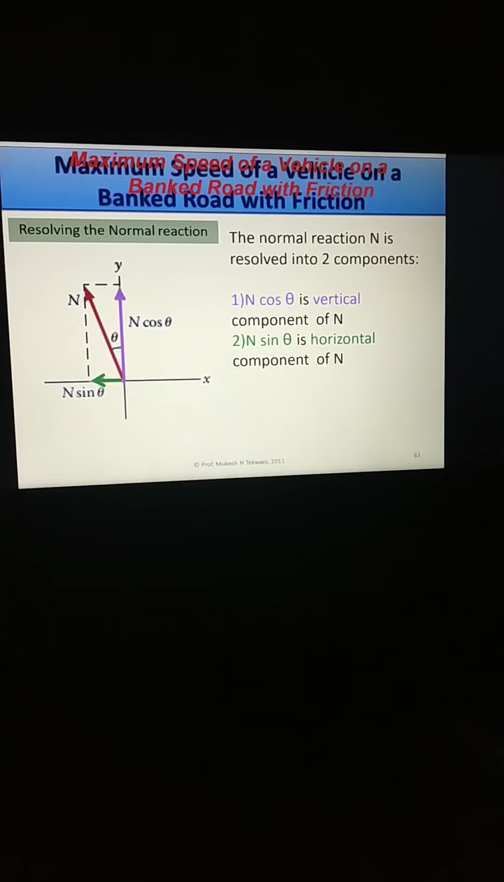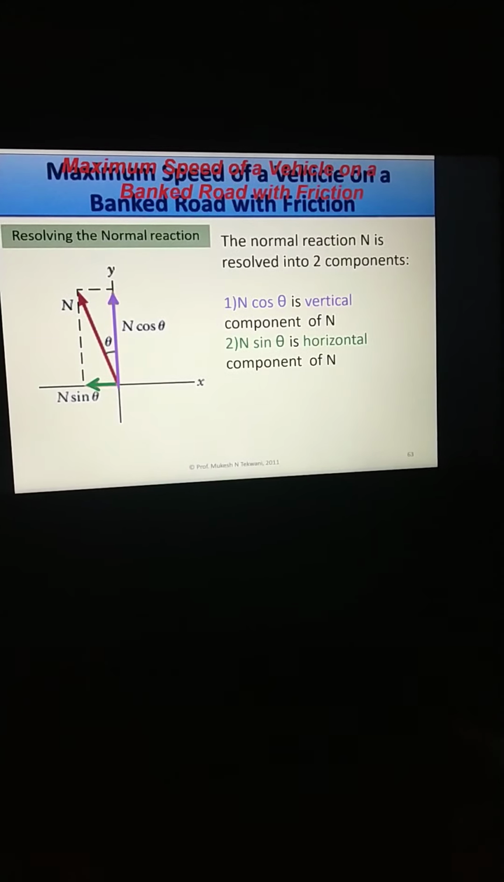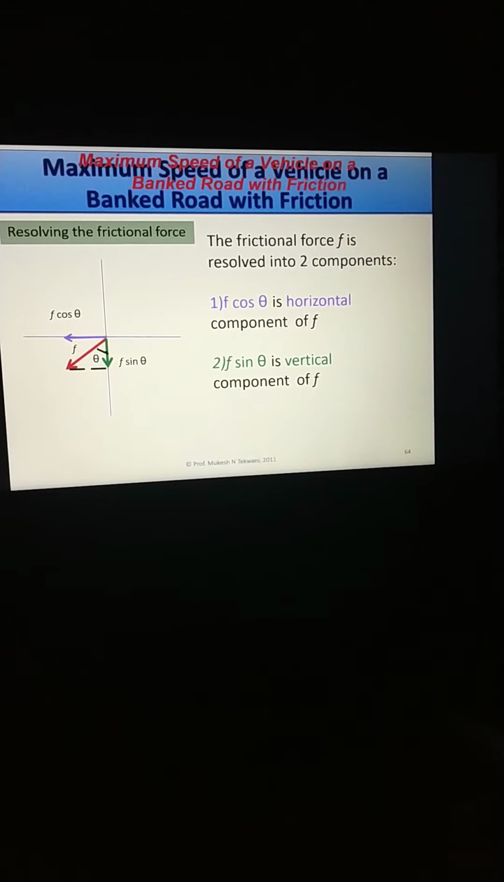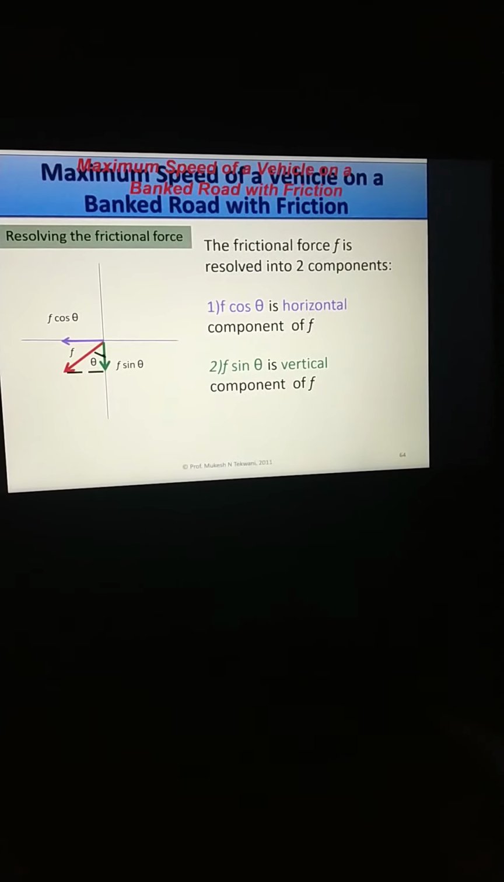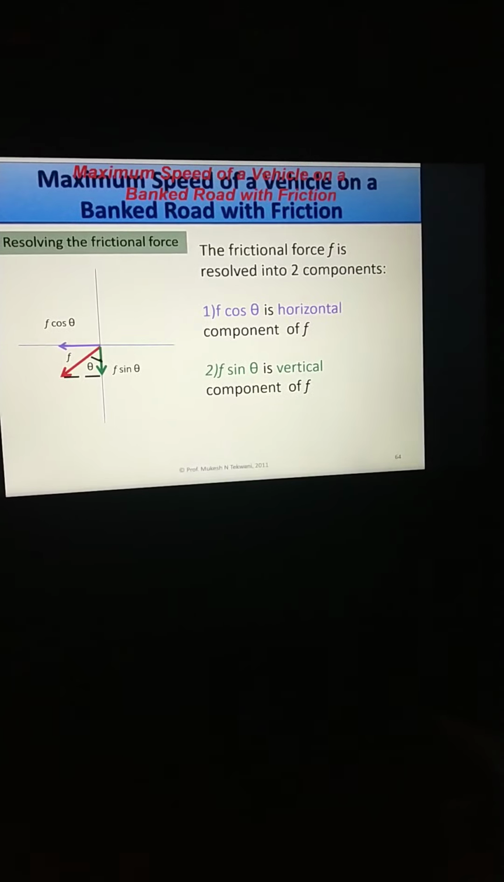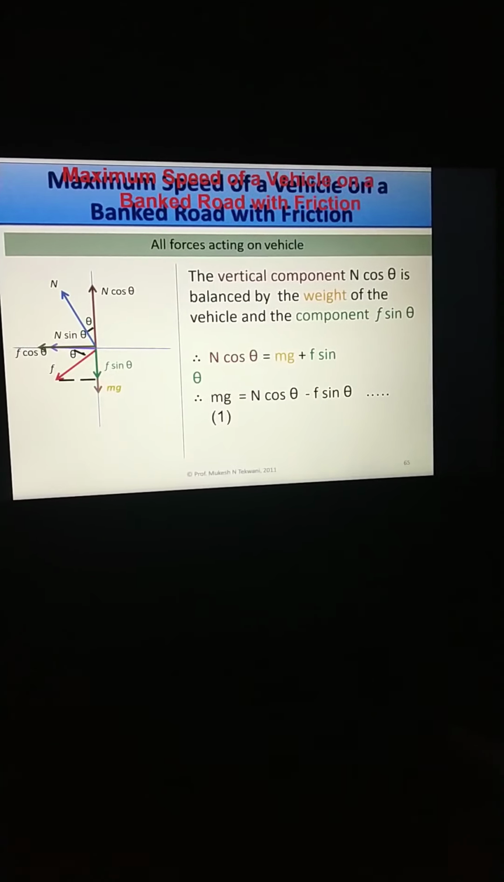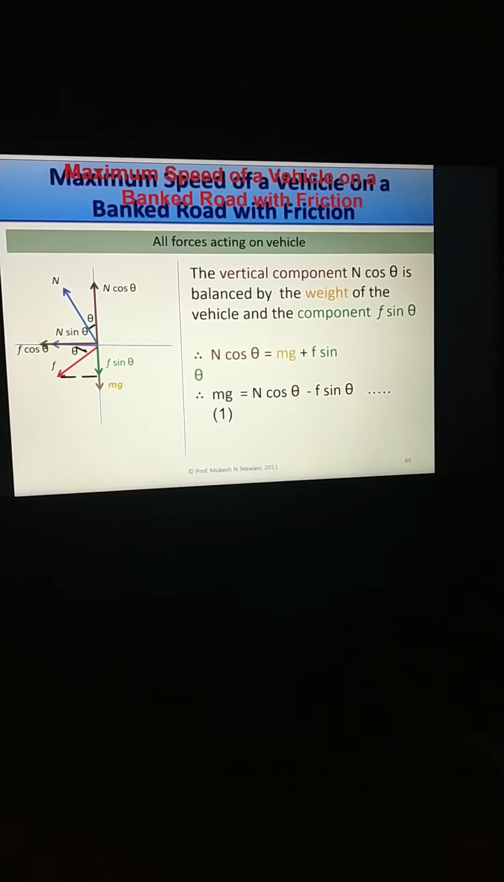The vertical component is N cos theta, the horizontal component is N sin theta, and the original is N. Okay. Similarly, you can consider resolving the frictional force. The frictional force F is resolved again in two components: horizontal component F cos theta, vertical component F sin theta. Okay, so if you collect all the components together, it will make the figure like this as shown here.